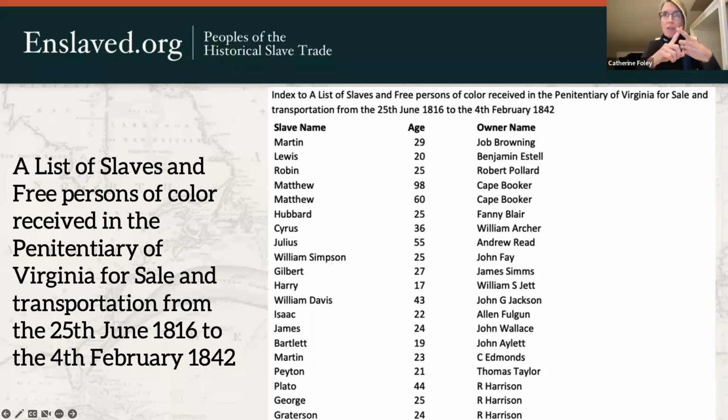One, the name of the enslaved person. Two, the age of the enslaved person. Three, the name of the enslaver. And then the fourth piece is not exactly recorded in the data, but it's understood that it's coming from this source. But if we look back at the document, there are other valuable pieces of information that are not included in this data set.